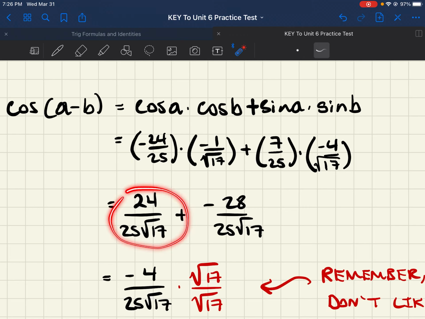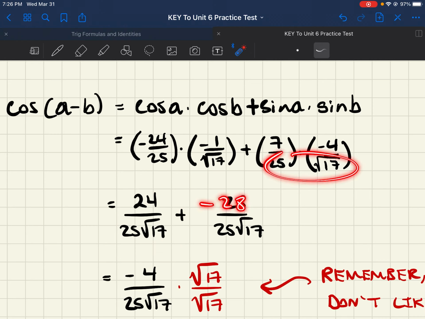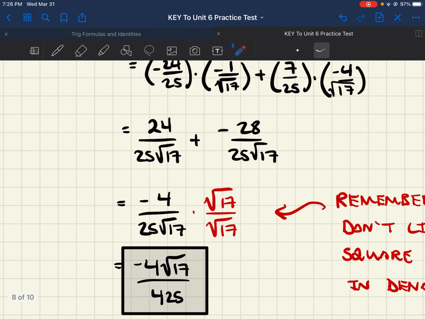We're going to get a positive 24 over 25 root 17. Over here, 7 times negative 24, there's our negative 28 over 25 times square root of 17. Common denominators, which are nice, so we can really go ahead and add the numerators. 24 plus negative 28 is going to be negative 4. The denominator stays the same, 25 root 17.